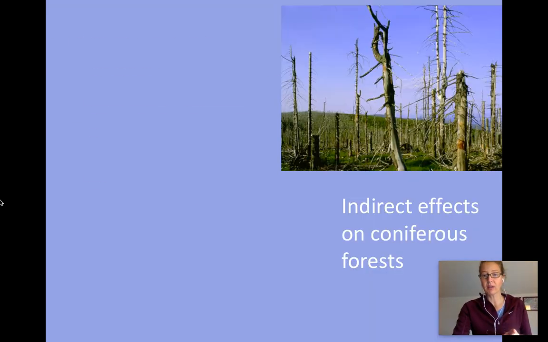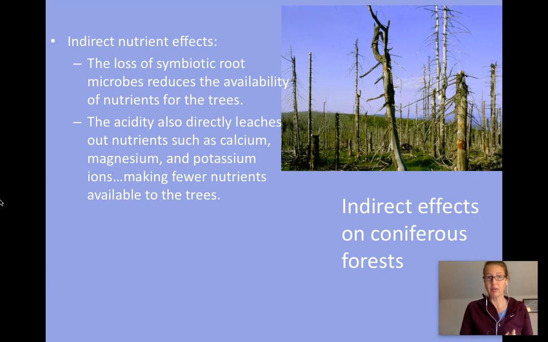So the indirect effects on a coniferous forest are, first of all, the indirect nutrient effects. If the acid directly killed the symbiotic microbes in the soil, then that's going to mean there are fewer nutrients available for the trees, okay? And the acidity will also, because acids react with metals, leach nutrients such as calcium, magnesium, and potassium ions, making fewer available to the trees as well. So other types of nutrients that it might need.